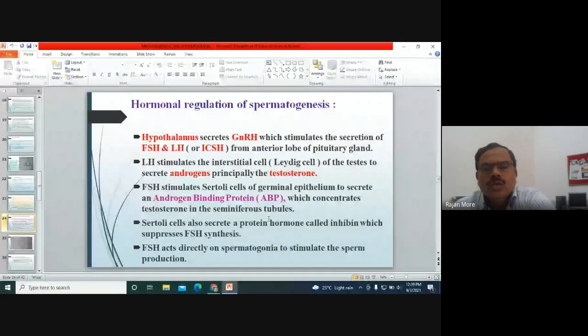Finally, Sertoli cells also secrete the protein hormone inhibin, which suppresses the follicle stimulating hormone. And this FSH acts directly on the spermatogonia to stimulate sperm production.